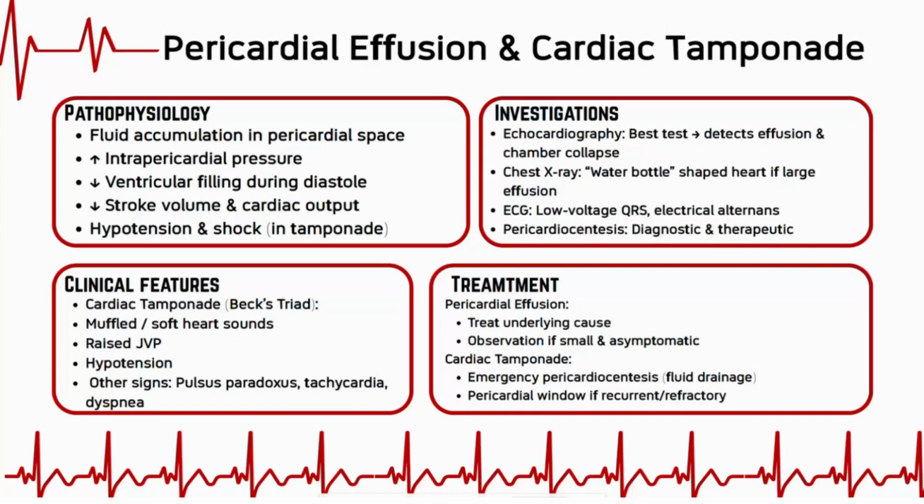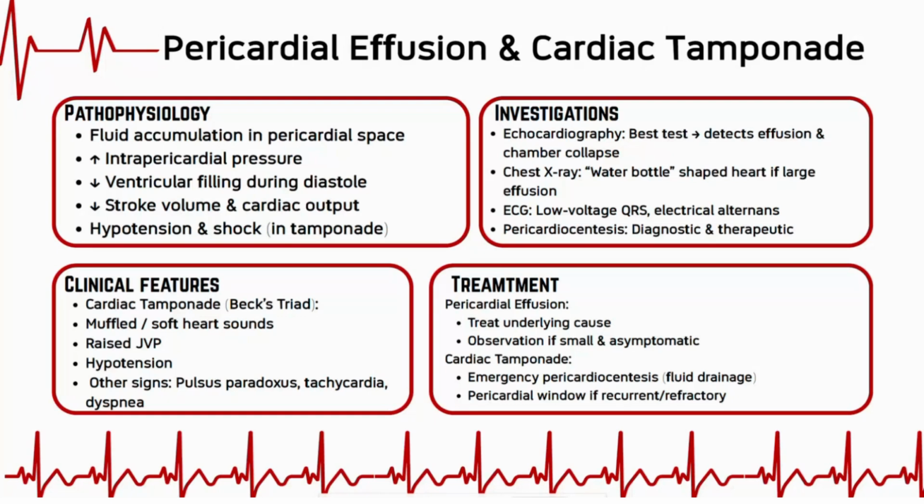In cardiac tamponade, cardiac output is so low that there is simply not enough oxygen reaching the tissues according to its metabolic demand. So this patient can go into shock, and this patient can therefore die. Now, when we suspect somebody's coming in with pericardial effusion, what we should really do again is get echocardiography. That's again the best test.